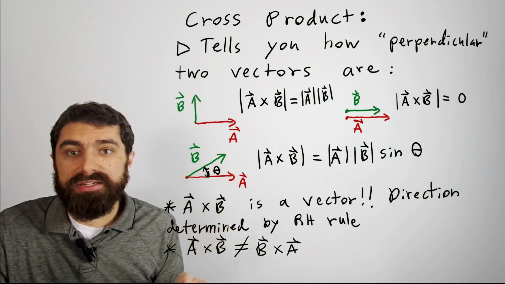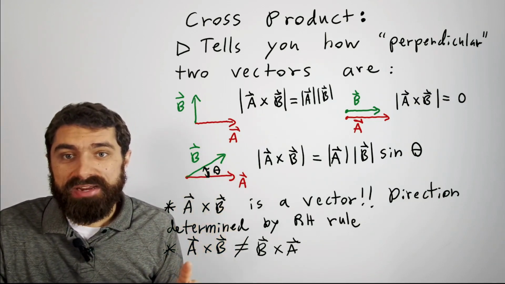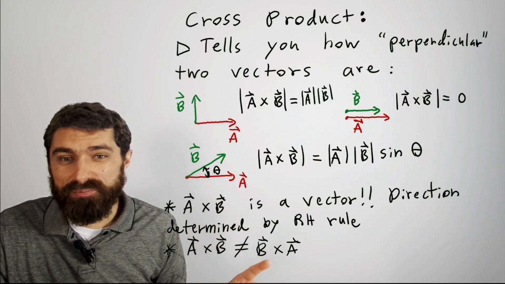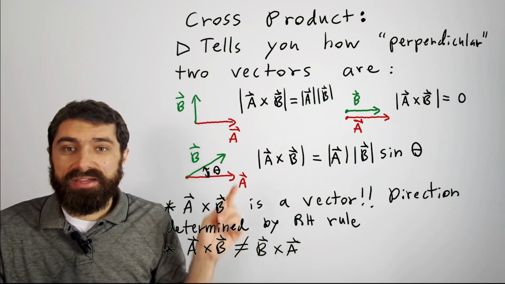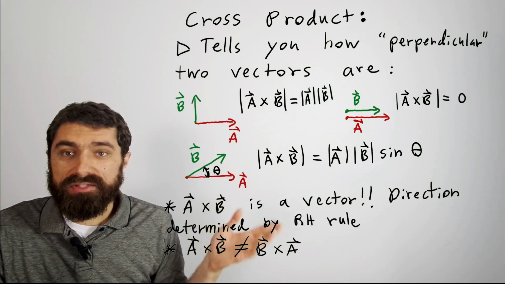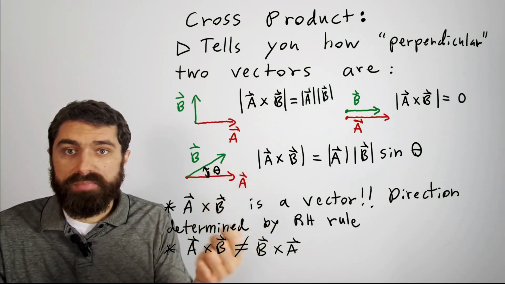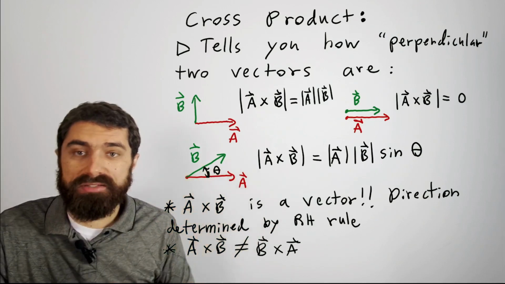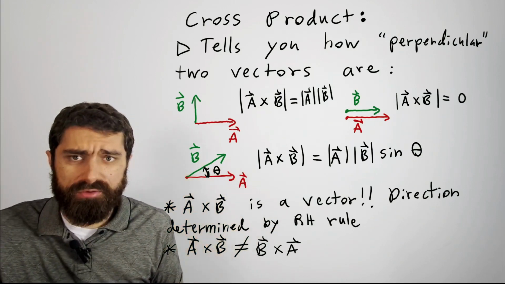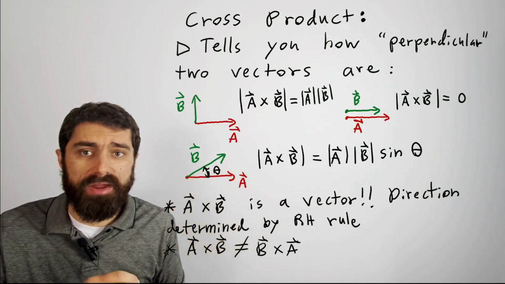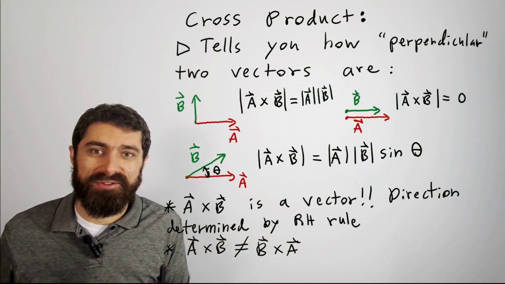And what you'll find is that because of that, A cross B does not equal B cross A. They have different orientations. One would be out of the board, one would be into the board. That's something to keep in mind when you're doing these calculations.